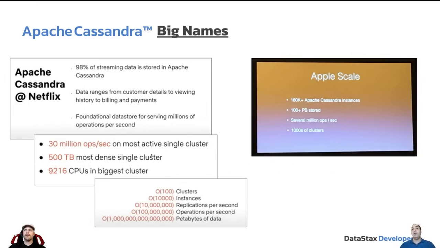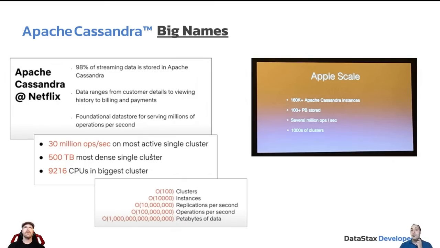For Apple, 160,000 nodes, 100 petabytes of data online. And for Netflix, 98% of the streaming data is stored on Cassandra, a wide range of use cases, a lot of clusters, and again, petabytes of data stored, and millions of operations per second. So it can scale a lot.